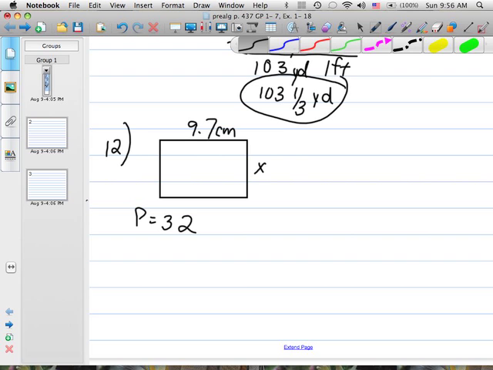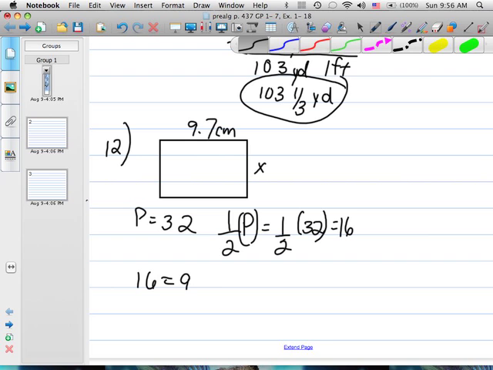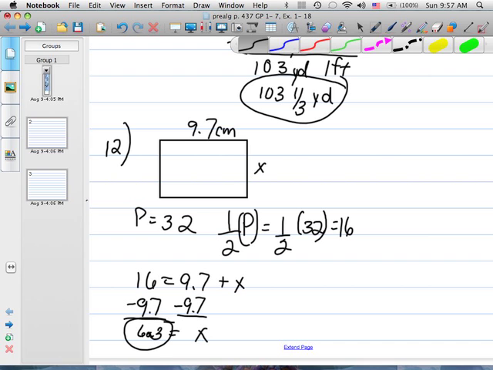One little trick that I use when I do perimeter is that since I know these two sides are equal to these two sides, I take half the perimeter, which would be half of 32, which equals 16. So I know 16 equals 9.7 plus x. So I'm going to subtract 9.7 from 16. And I find out that the missing length is going to be 6.3, taking 9.7 from 16.